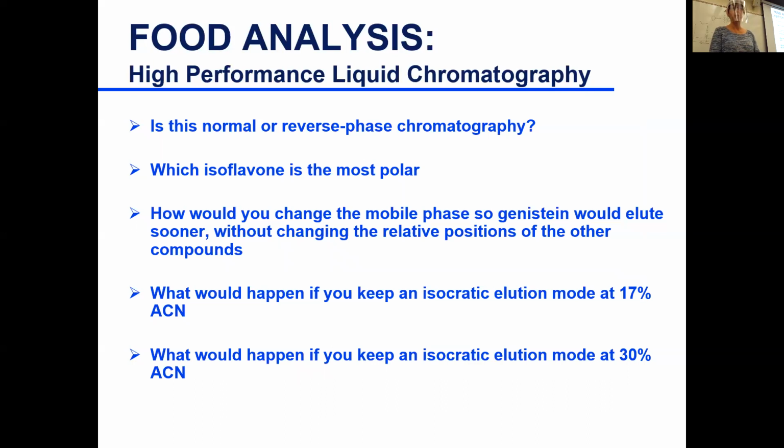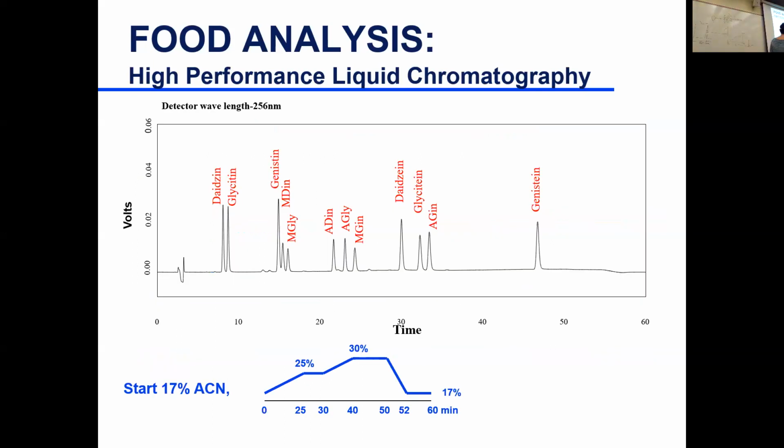What would happen if you keep an isocratic elution mode at 30%? So if you start with 30% acetonitrile from the beginning. Compounds will co-elute because all of them would want to come out faster now. These, the most polar ones, will not separate. Here you will not separate. Here you will get separation. So basically, if you do that, they will all come out sooner, and then you'll get co-elution.